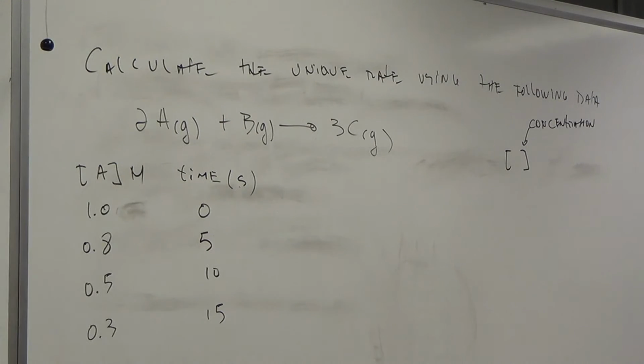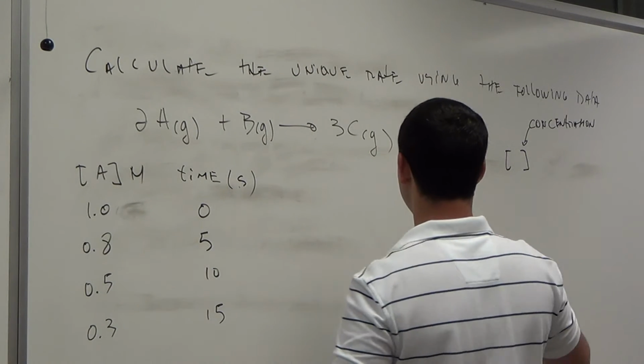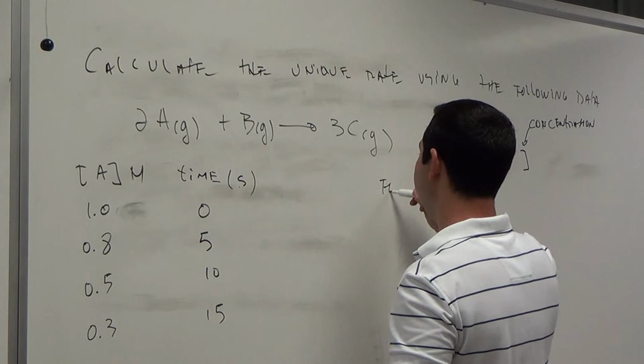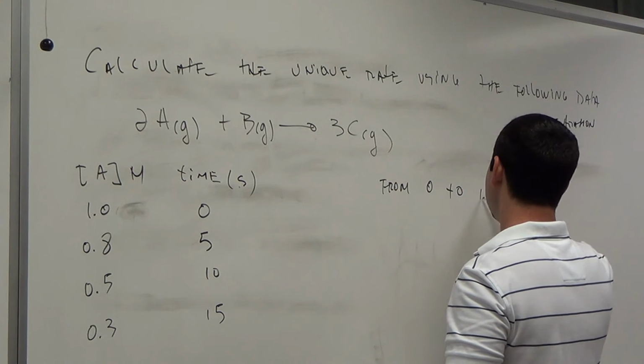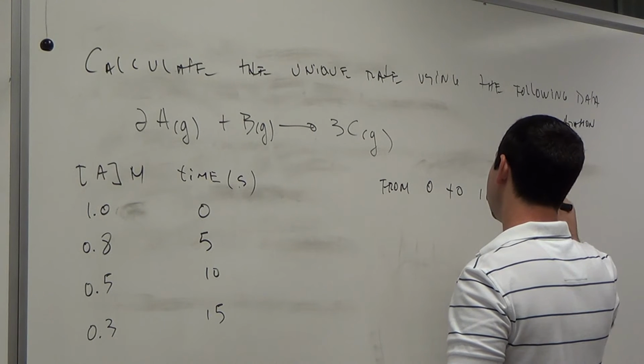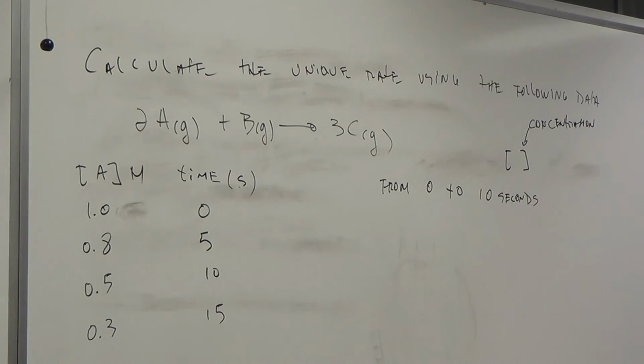I want you to find the unique rate. By the way, if I ask you to find the unique rate, what do you do? You just take an interval of time. You need an interval of time, that's right. So I gotta tell you, find the unique rate from 0 to 10 seconds.